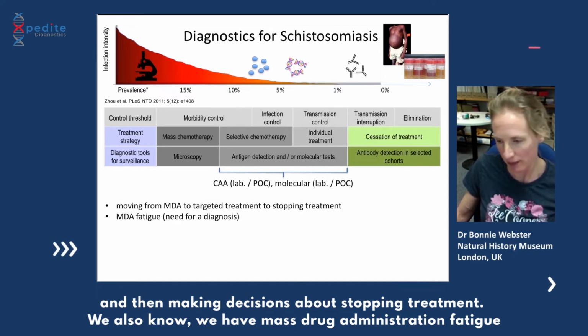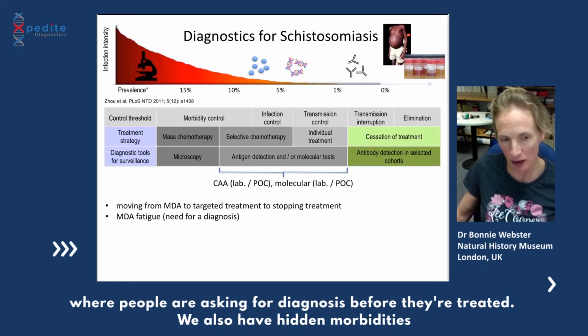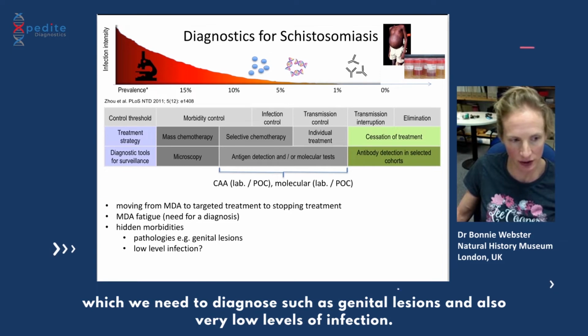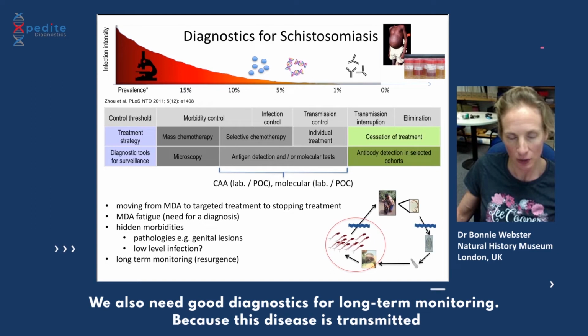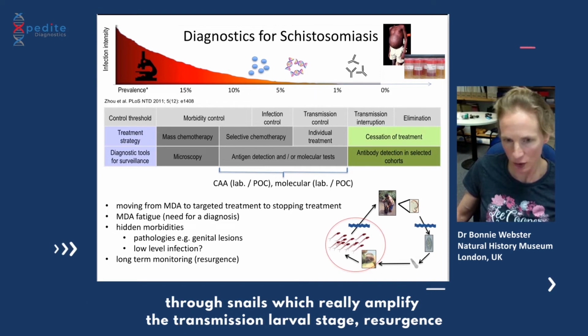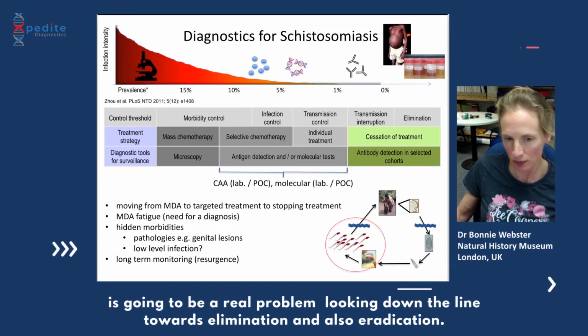We also know we have mass drug administration fatigue, where people are asking for a diagnosis before they're treated. We also have hidden morbidities, which we need to diagnose, such as genital lesions, and also very low levels of infection. And we also need good diagnostics for long-term monitoring. Because this disease is transmitted through snails, which really amplify the transmission larval stage, resurgence is going to be a real problem looking down the line towards elimination and also eradication.